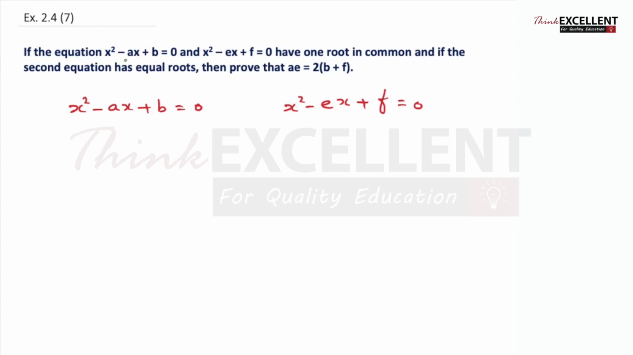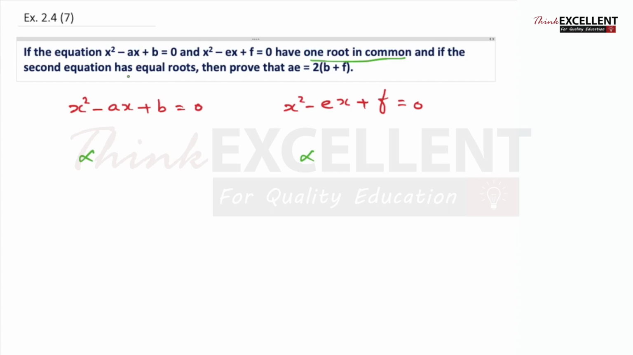If these two equations given have one root in common for both the equations, both are quadratic equations. So the first equation has 2 roots, the second equation also has 2 roots, and one root is common for both. I am taking the common root as alpha. Alpha is a common root. Both the equations have one common root. Alpha is the root of the first equation, alpha is the root of the second equation. Alpha is the common root.